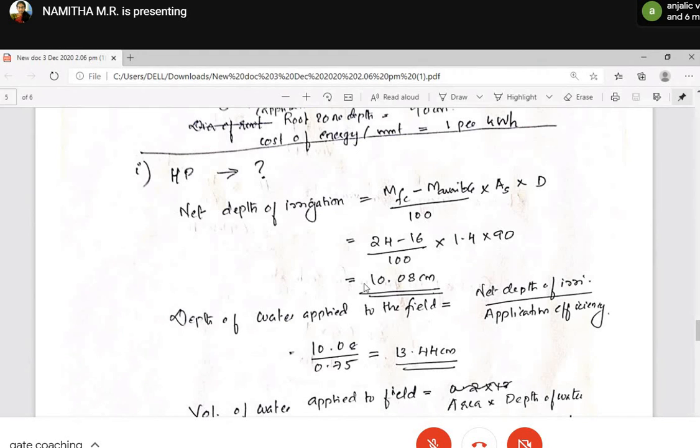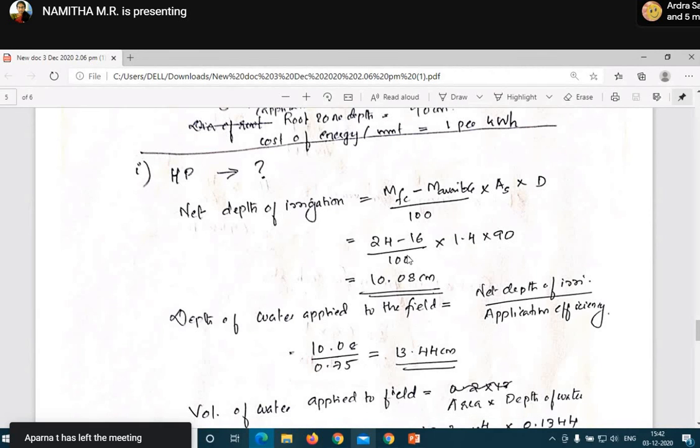Now, this is the depth of irrigation needed. But they have told us that the application efficiency is 75% only. If you are applying this much amount of water, it may not be sufficient for the plant because some losses may be there due to the lesser application efficiency.